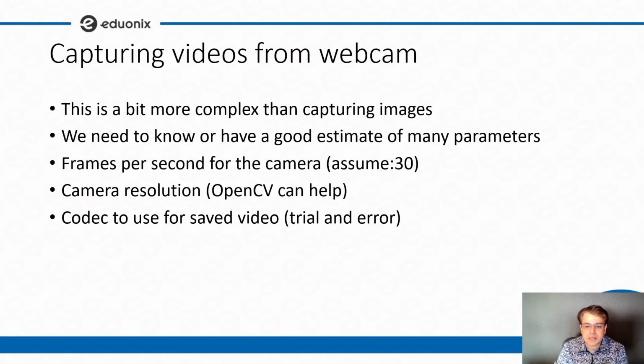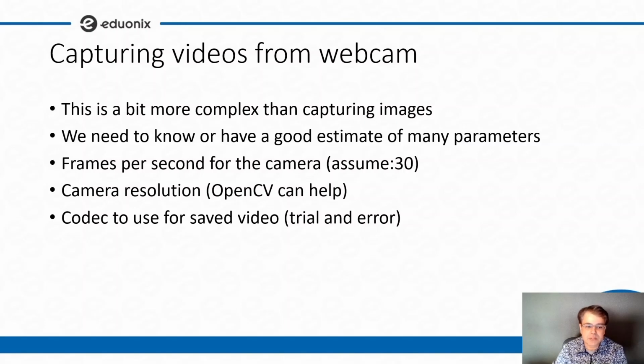But if you really want to sync your capture with the capturing speed of the camera, you should look at your camera documentation, or OpenCV provides some methods if you go to the manual to understand what frames per second your camera is supporting. The second thing we need to know is the camera resolution. How many X pixels and how many Y pixels can you get from the camera, so you can actually get the best image and video quality from the camera. And here OpenCV can help. We can actually query the camera and it can tell us what's the best resolution to use.